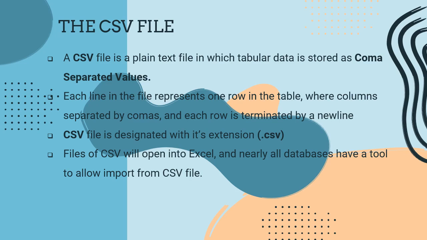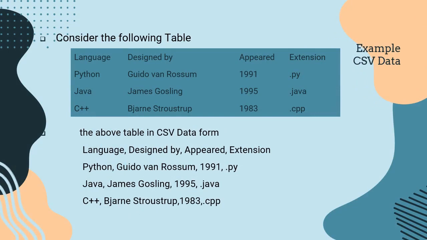CSV files can be identified with the extension .csv. We have already seen that the text file, the binary file, and the CSV file can be identified by their extension. For a text file, it is .txt. For a binary file, it is .dat. For a CSV file, it is .csv. These CSV files can be opened in Excel or any other database, as tabular data represented in the form of comma separated values.